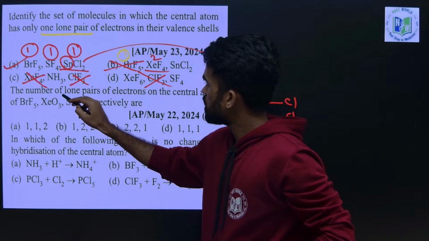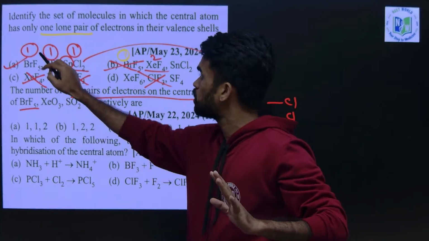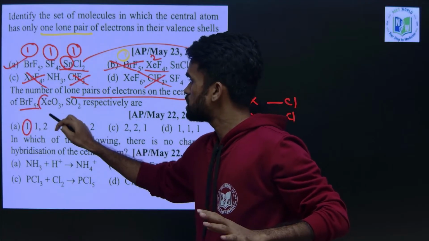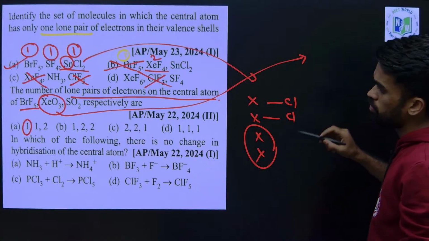Next, number of lone pair electrons on the central atom of BrF5. How many did we do just now? We did 1. And xenon. See, whenever we have the XeO3 molecule, what will you be taking here?